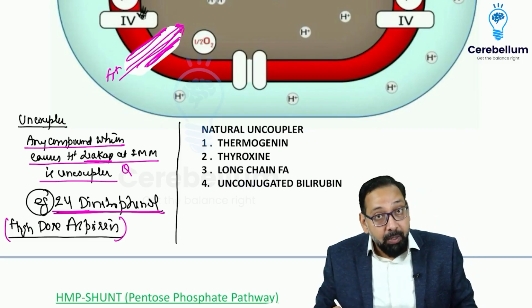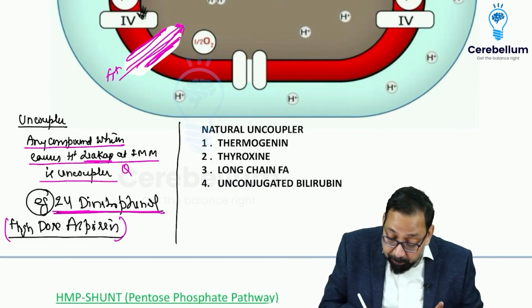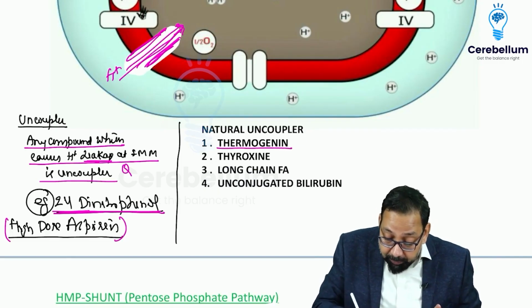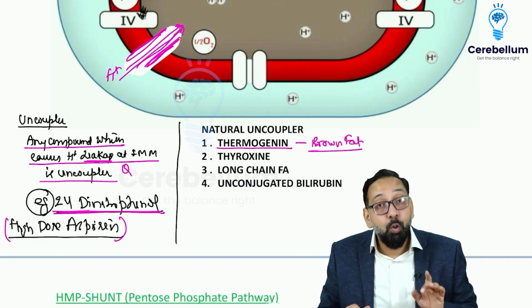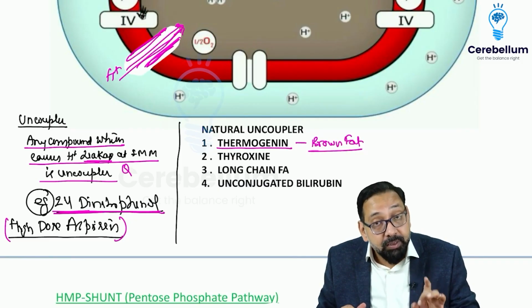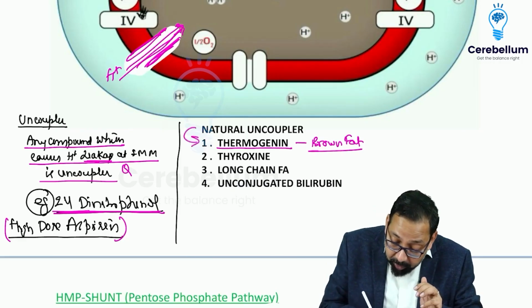These are uncouplers. In nature, a few uncouplers are found, just like thermogenin. Thermogenin is found in brown fat and is responsible for non-shivering thermogenesis. This is found in nature and acts as an uncoupler. So this is a natural uncoupler.